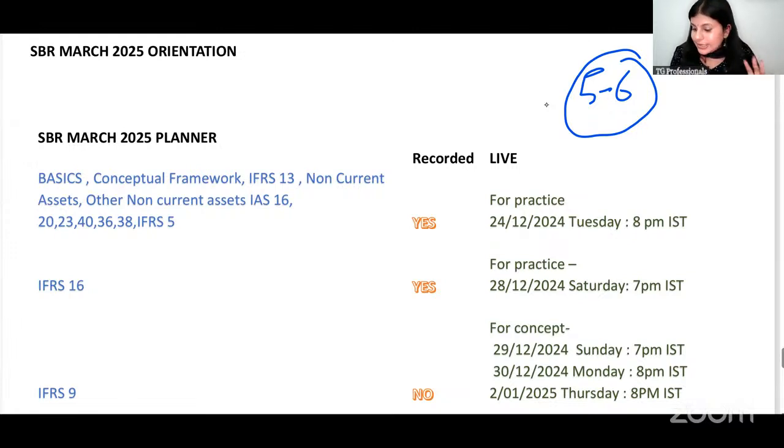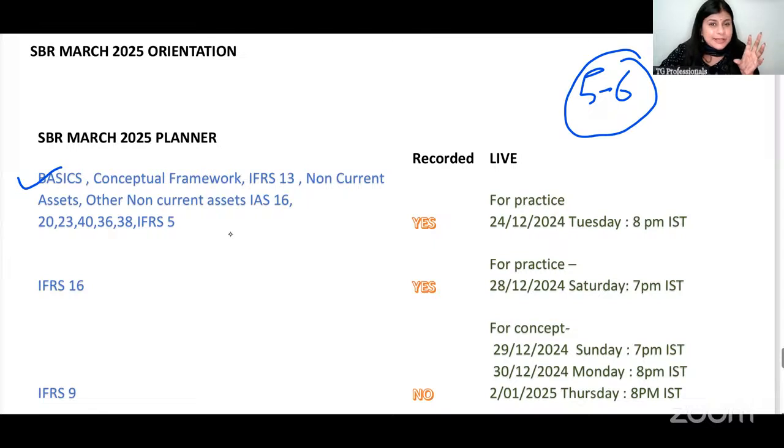Okay. So let's see what we have in the planner. We first have basics in the portal. If you see, you can interlink them. We have basics: the conceptual framework is there, and IFRS 13, fair value measurement.